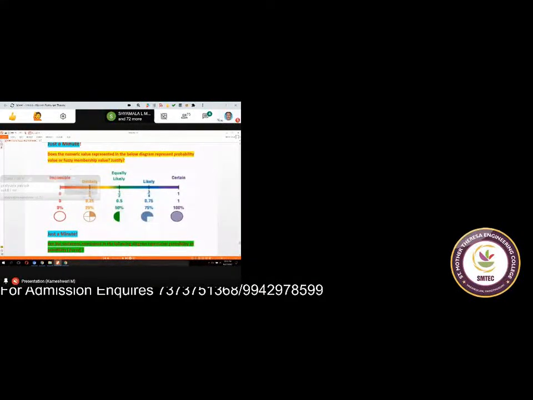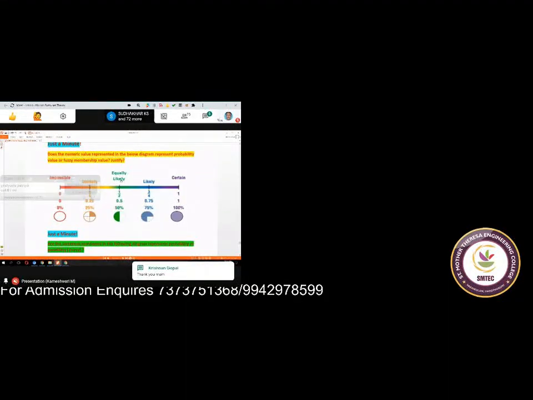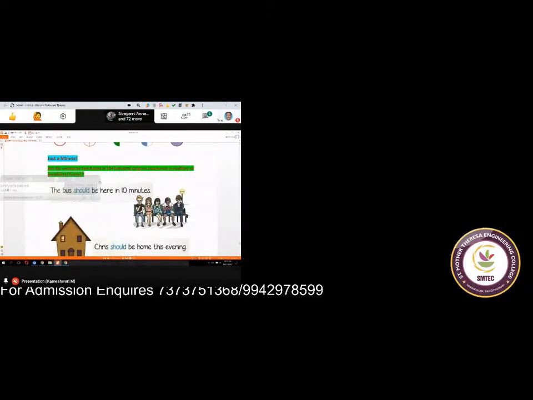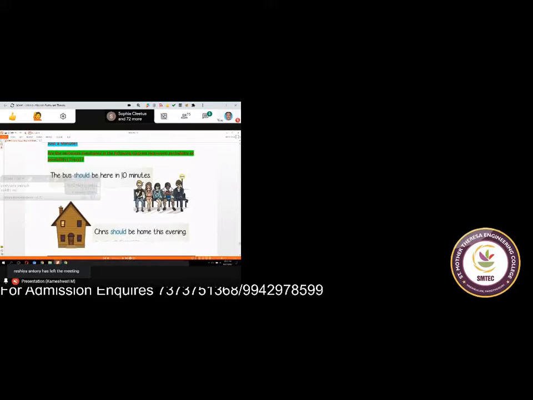Does the numeric value represented in the below diagram represent a probability value or a fuzzy membership value? Justify. Look at these words: impossible, unlikely, equally likely, likely, certain, and they are provided with values between 0 and 1. Since these words address probability, this numeric value is taken from a probability background. Do the sentences mentioned in the following diagram represent probability or possibility? The bus should be here in 10 minutes. Rice should be home this evening. These two statements address a future chance, so probability theory comes into the picture.